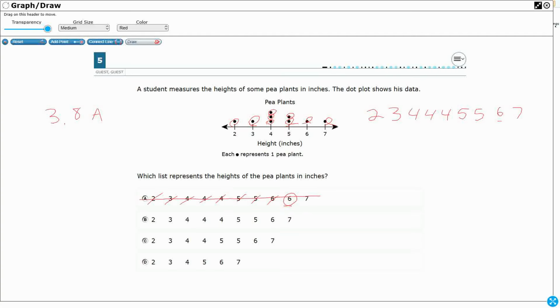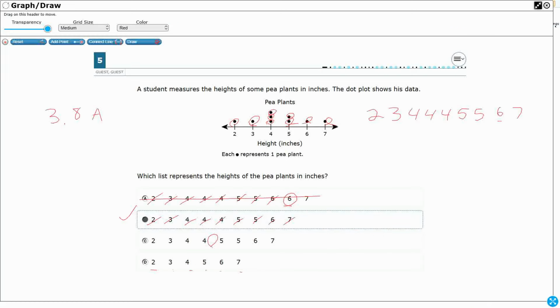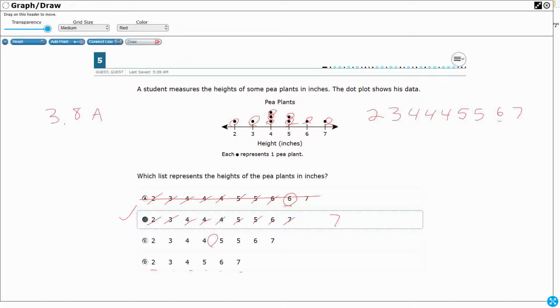So that's tricky. B is 2, 3, 4, 4, 4, 5, 5, 6, 7. So this looks good. This one's missing a 4. It's 4, 4. And this one just lists each one once. Okay, so our answer is going to be B. Now let's look and see how our students did on this. It was actually fairly easy.